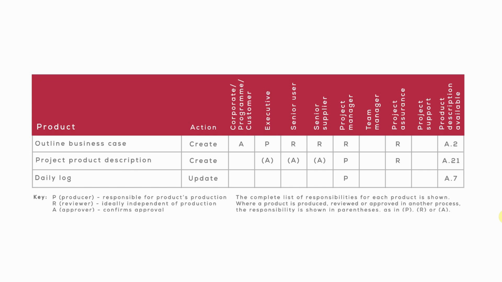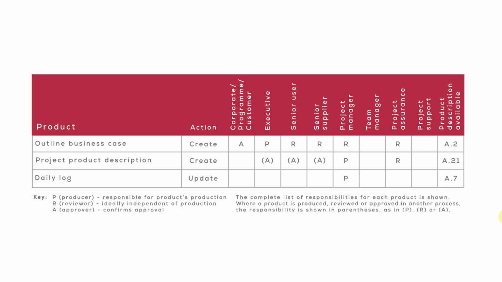Now, what that means is that this project product description will be approved by those relevant stakeholders, by the project board, but it will not take place during the execution of this activity in this process. It will in fact be part of a completely separate process. So the fact that it's in brackets means that it is approved by the board, but not now. It's done in another process.